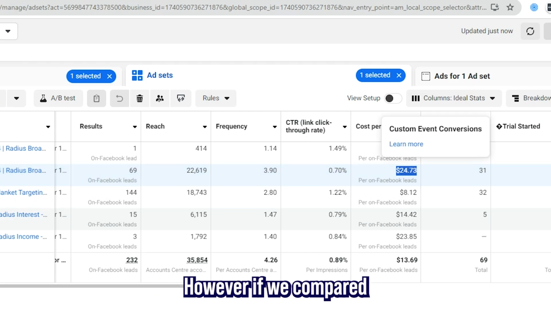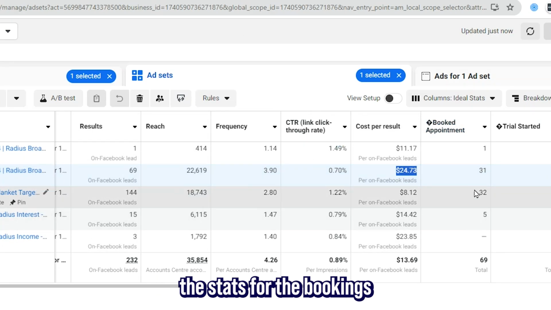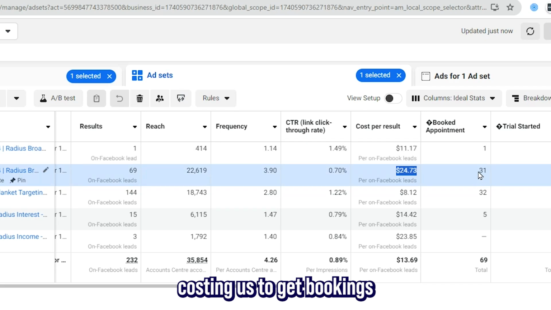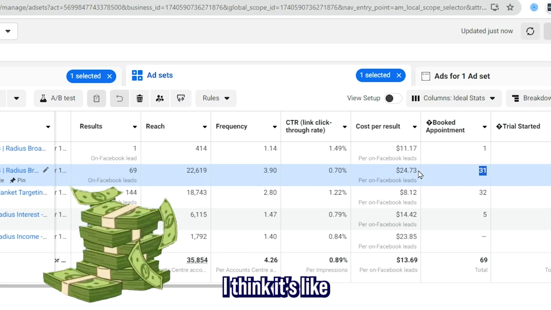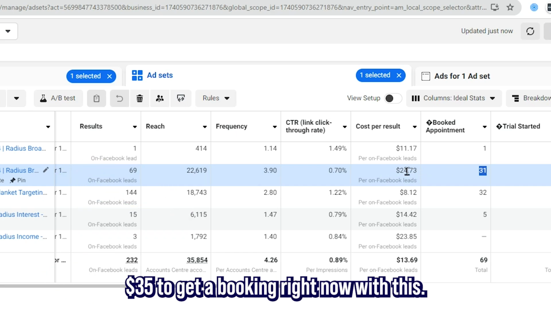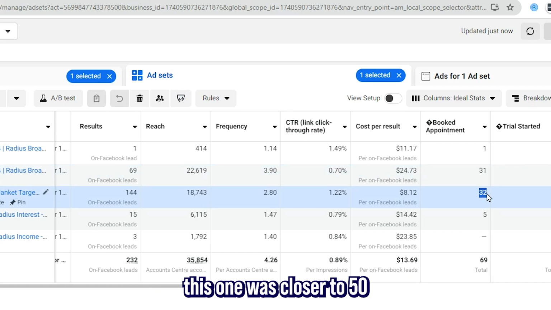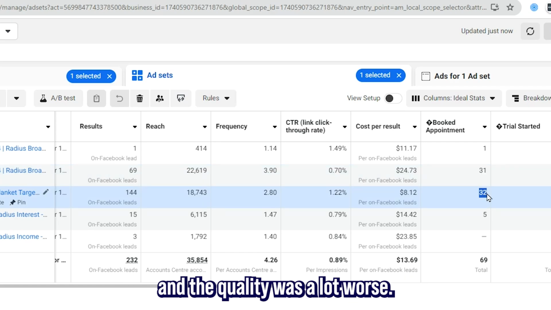Okay. However, if we compare the stats for the bookings, how much it's costing us to get bookings, and the quality of the prospects coming into the studio, this is much higher and more profitable. I think it's like $35 to get a booking right now with this. This one was closer to $50 and the quality was a lot worse.